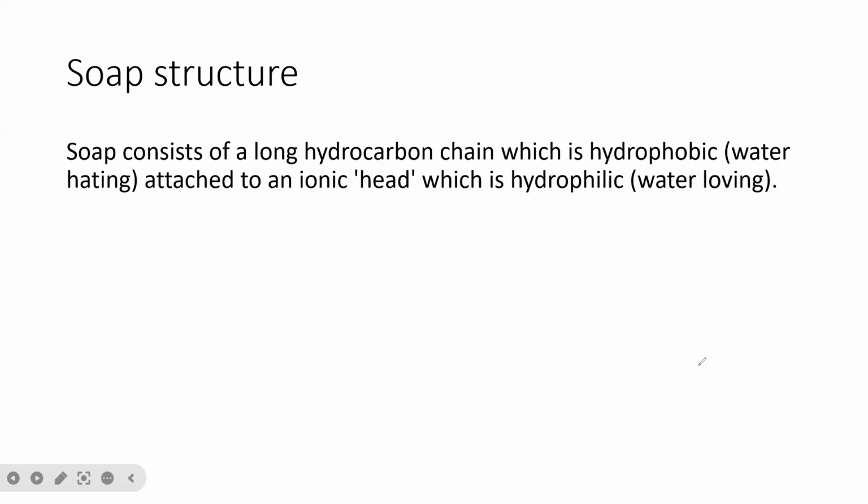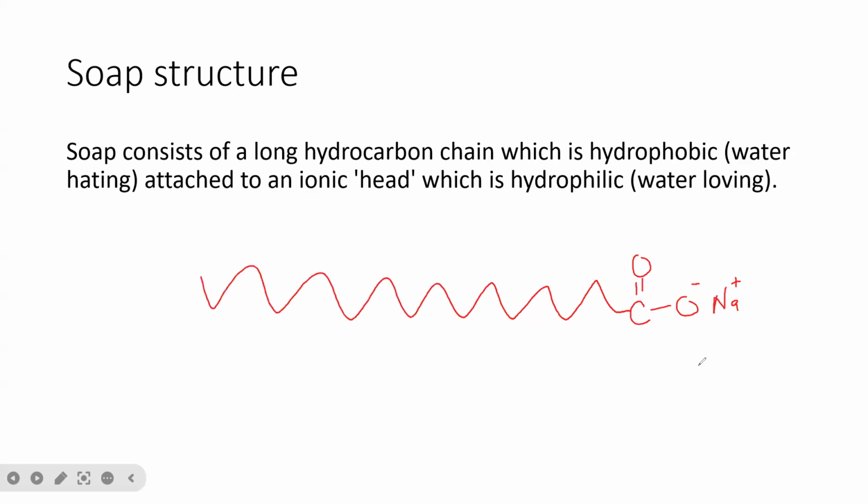So I'm going to draw the structure of soap molecule. Remember, it's from a carboxylic acid, therefore it will have the head COO. So it will have Na. But remember, it is ionic. The head is ionic. So the Na is plus, the COO is minus. Then back here, we now have the hydrocarbon tail.